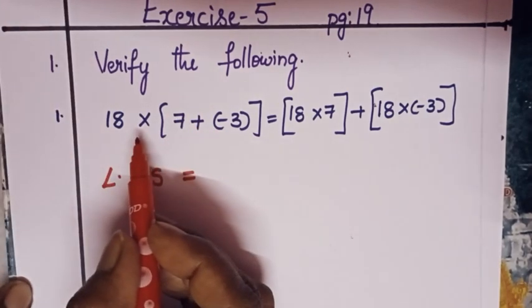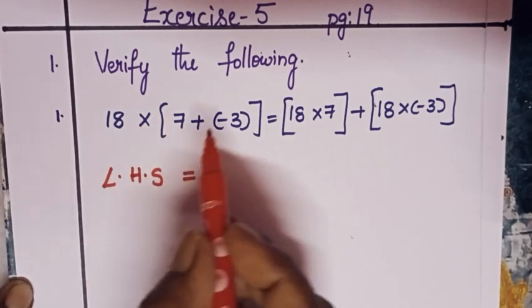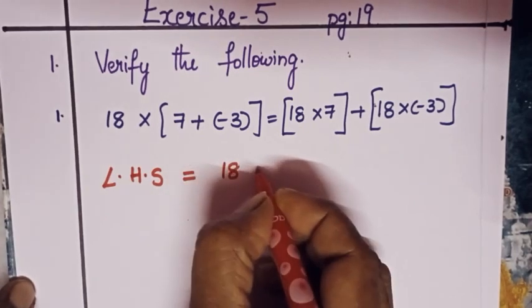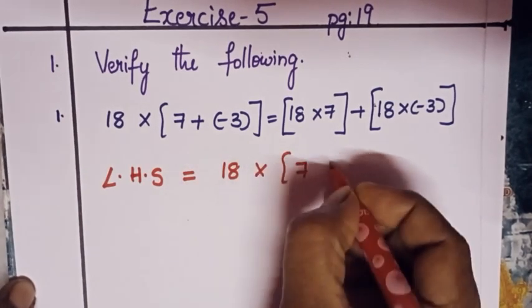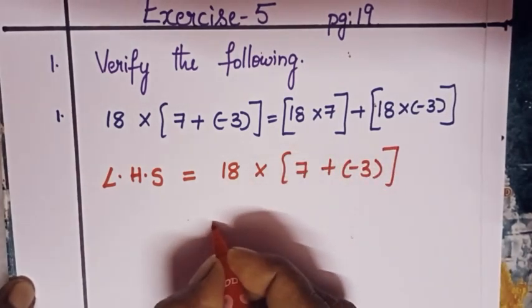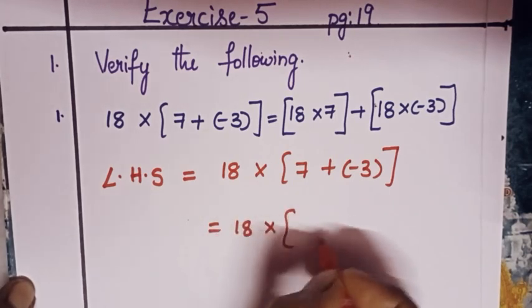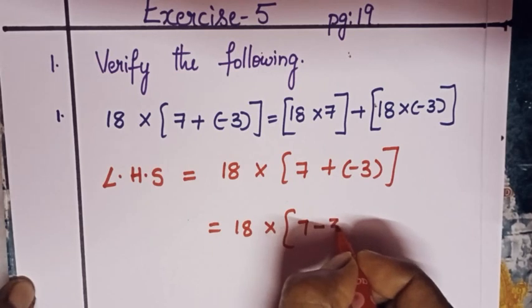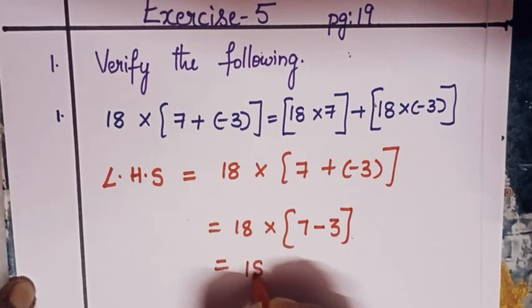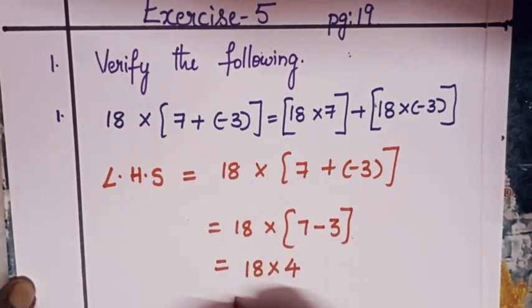You can observe the left hand side: 18 into 7 plus minus 3. 18 into 7 plus of minus 3. Now, plus of minus is minus 3. What is 7 minus 3, children? 4. So, 18 into 4. 18 fours, how much, children? 72. So, we got LHS as 72.